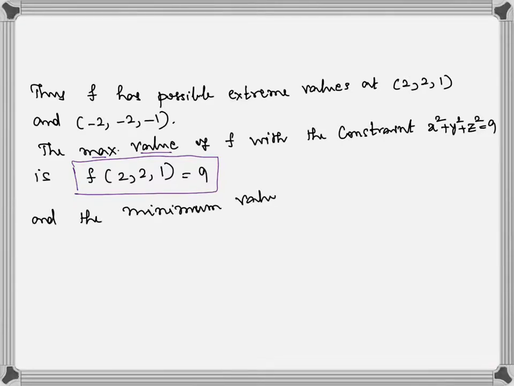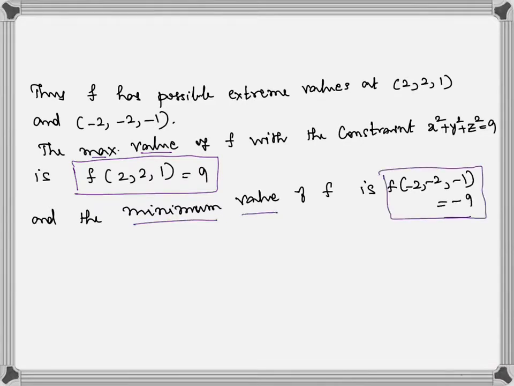Then the minimum value of f with the constraint x squared plus y squared plus z squared equal to 9 is f of -2, -2, -1, which is equal to -9. So the maximum value of f is 9 and the minimum value of f is -9, together with the constraint x squared plus y squared plus z squared equal to 9. Keep in mind, we are not finding the highest value of f overall. We are finding the highest value of f lying on the surface x squared plus y squared plus z squared equal to 9. Hope this video helps.